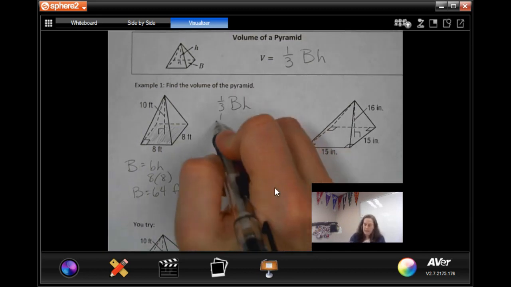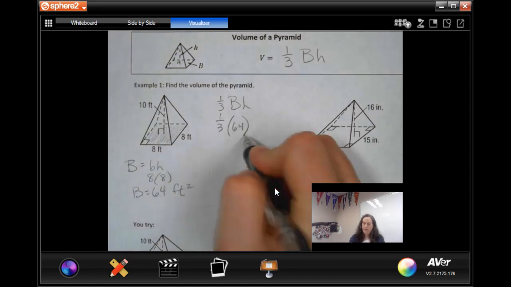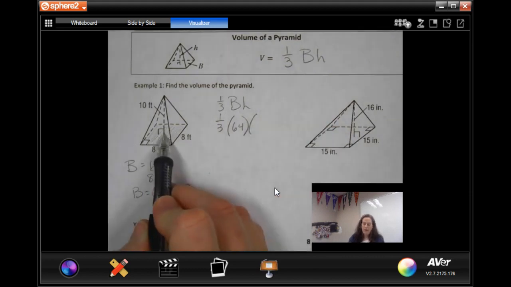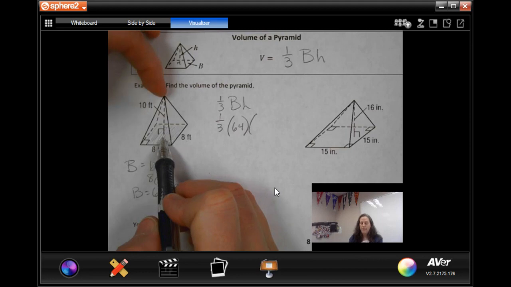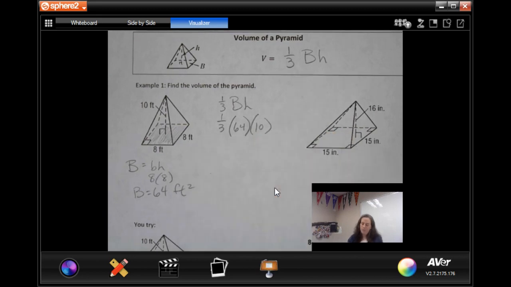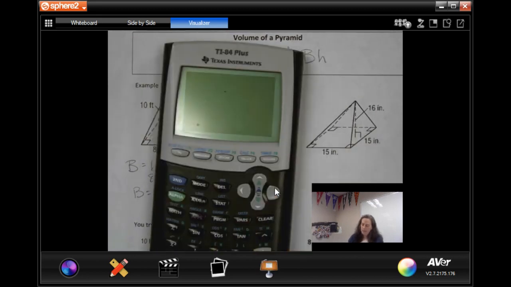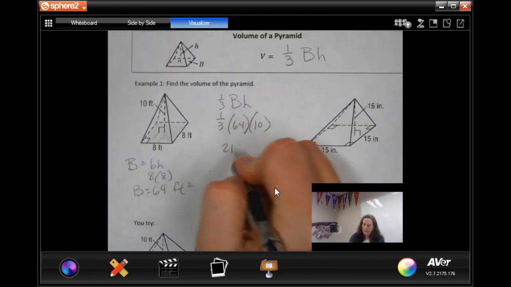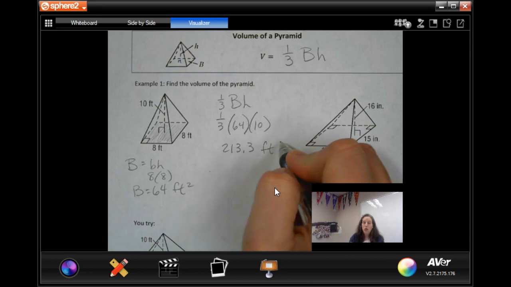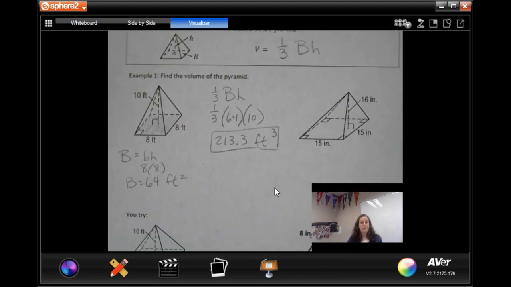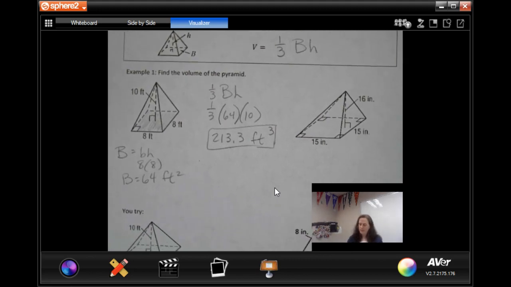Now we're going to plug that in to the volume formula, 64, and we need to know the height. Remember, that's perpendicular off the bottom. How tall exactly, or what's the distance from the vertex to the base with the perpendicular line? So 10. Let's multiply those. And I'm going to do 64 times 10 divided by 3, 213 we're rounding. So 213.3 feet cubed. This is a volume. Okay, so really what's changed from yesterday is we're dividing it by 3. Let's try another one together.